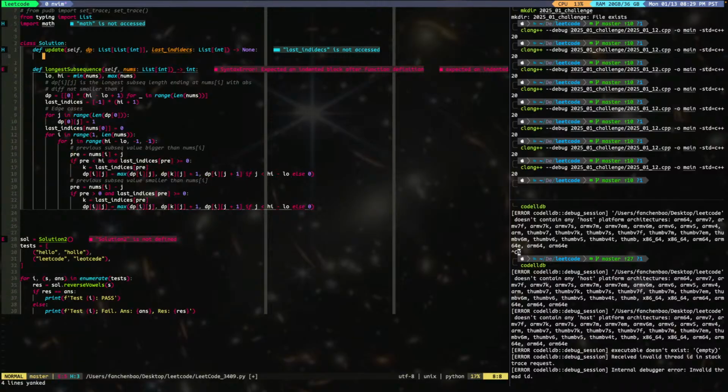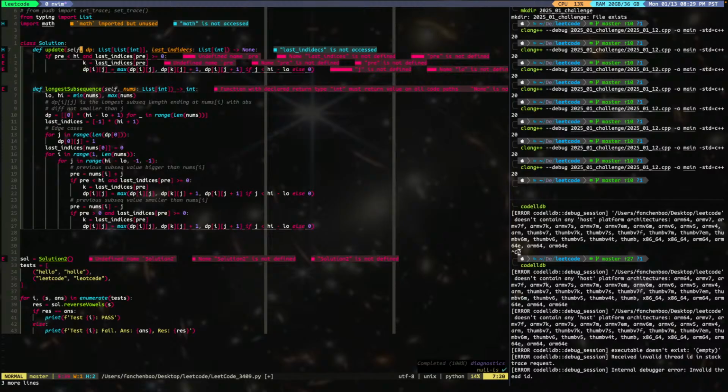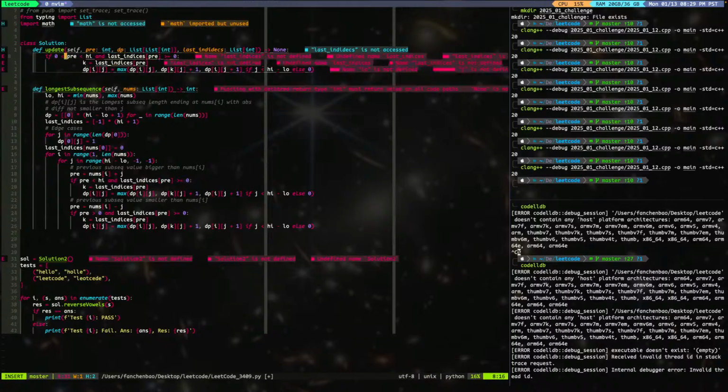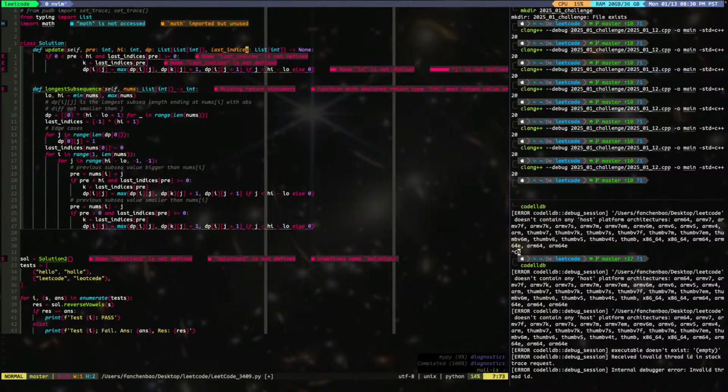And pre is int, right? So we say if 0 is smaller than pre smaller than high. Oh, we need a high. Damn it, high. Right, and last indices. Last indices pre is larger or equal to 0. k equals to this. dp i equals, oh, I need high and low.